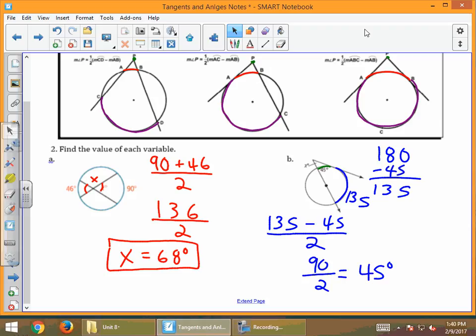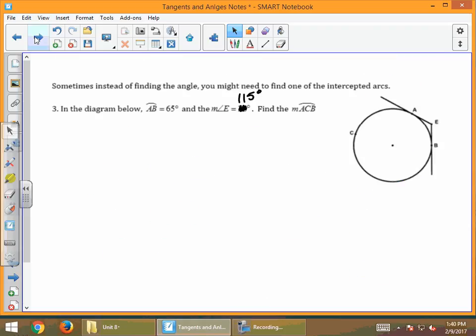What if we have the angle, but we're missing one of the arcs? Well, we can still solve it using the same exact formula. So here's an example. We might need to find the arcs instead of having the angle. So we've got a diagram, we've got some information. What do we do? We put it to use. Sure, why not? So we draw it. We label it. We do whatever we need to.